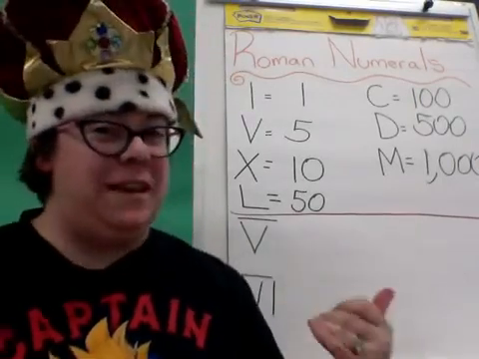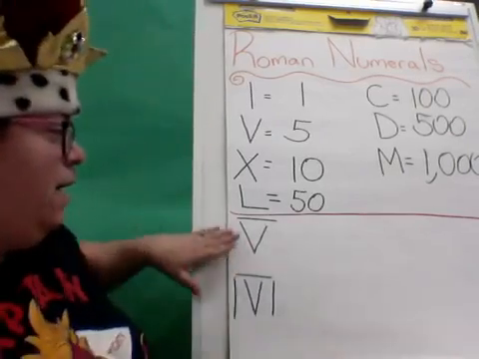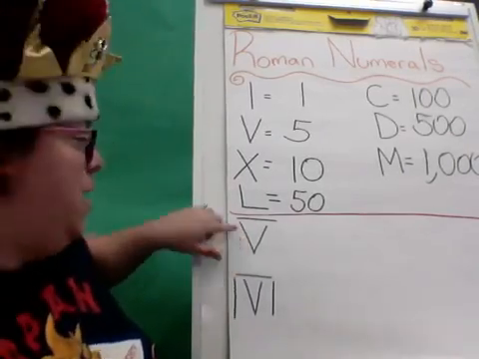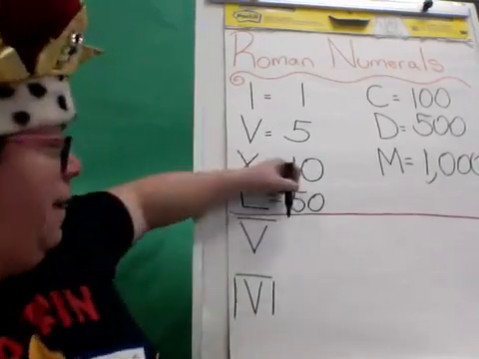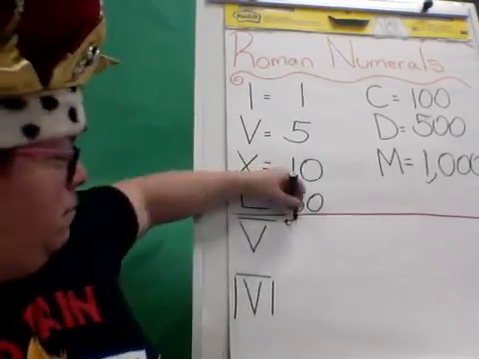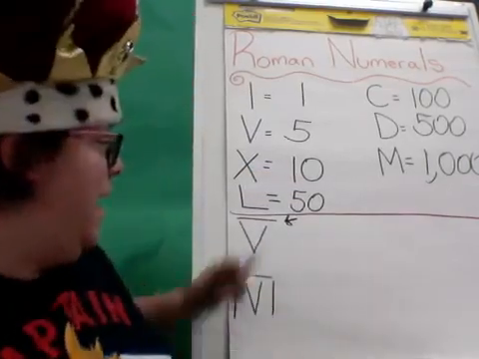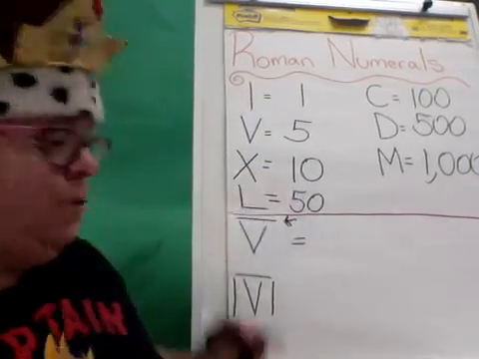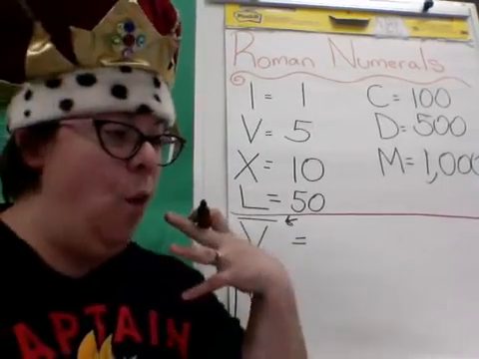Now, something really interesting that I learned, and I've been teaching this for a while. Many of my students might know what this fancy line over the V is. Oh yeah, that line, that's a very important line. That line is going to take that V, which means 5, and it's going to multiply it by 1,000.